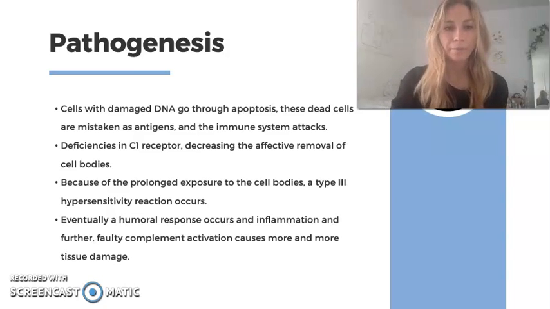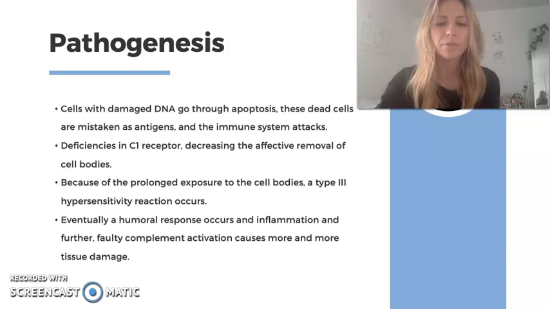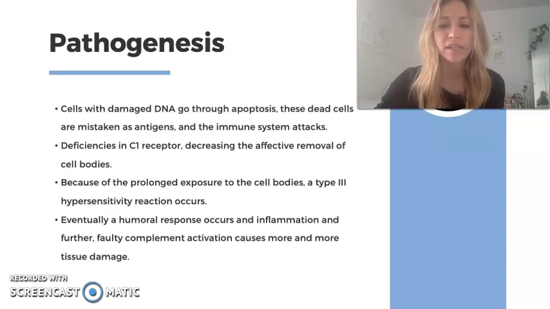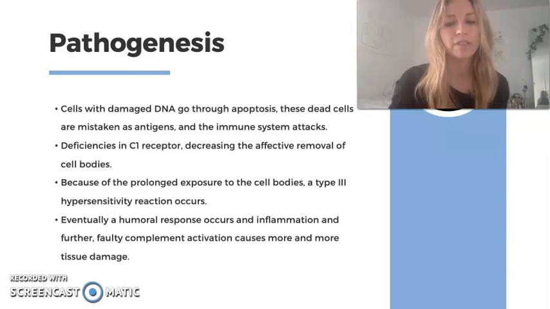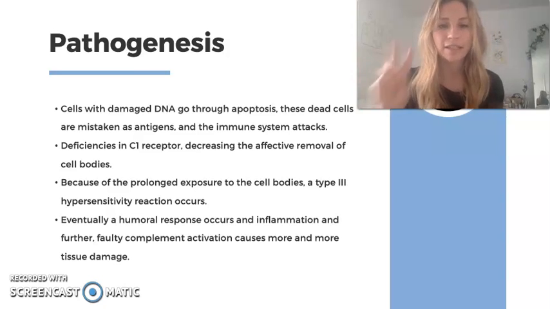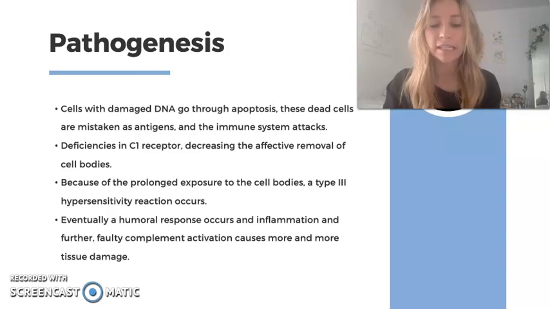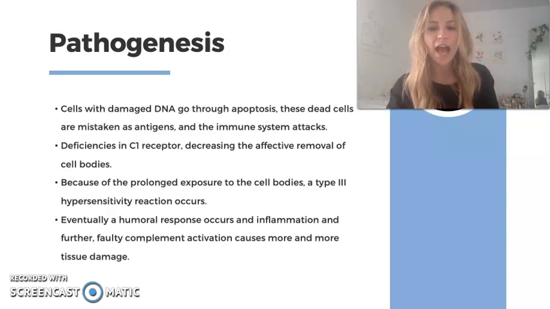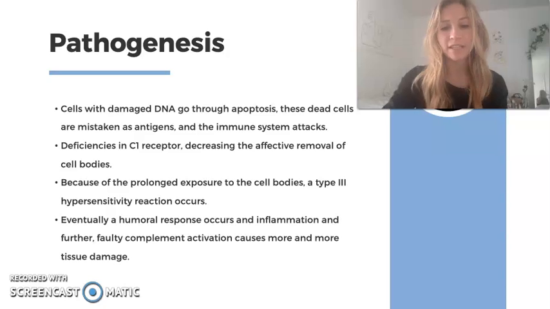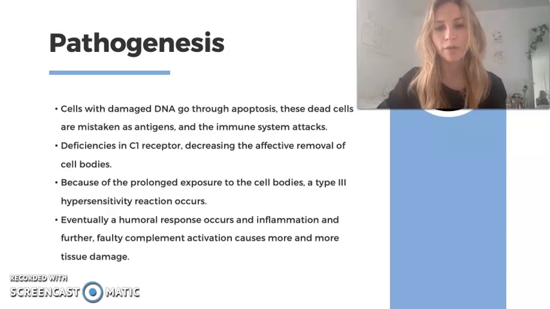Because these apoptotic bodies are not cleared and these cells remain in your system, you are continually being exposed to them, and this prolonged exposure causes sensitization, specifically a type 3 hypersensitivity reaction. And once your body is sensitized to the cells, they are seen as antigens and are picked up by other components of the immune system. These antigens then activate T cells and are presented to naive T helper cells, which promotes a humoral immune response.